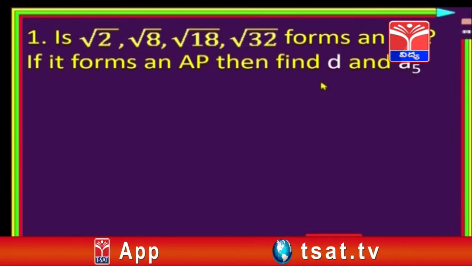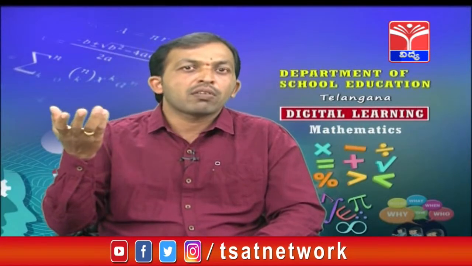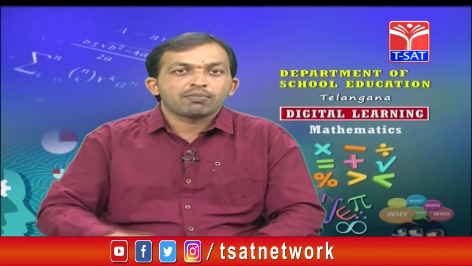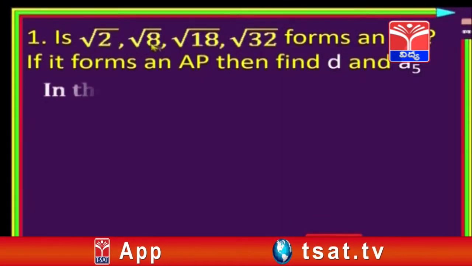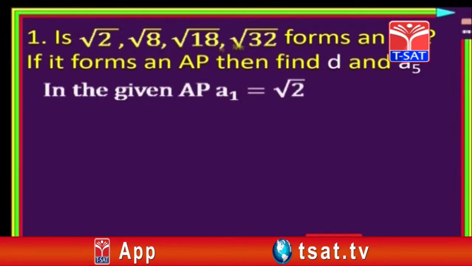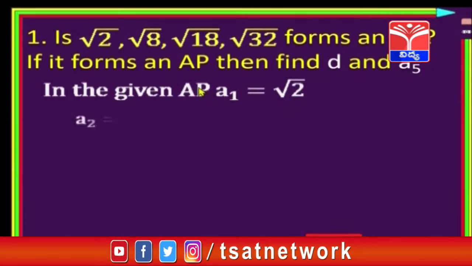Okay. So students, when we have one problem, we have to read the problem carefully and try to write the given data and try to write the related formula, and we can solve the problem easily. Okay. So here what are given? Root 2, root 8, root 18, root 32 are terms. So in that one, first term is root 2, which is denoted with A1. Okay. So what is next term?